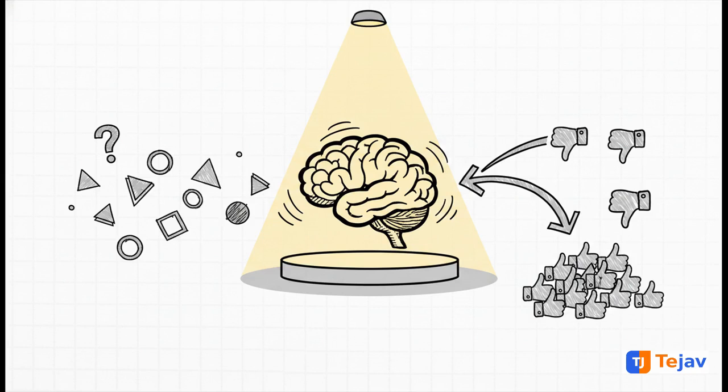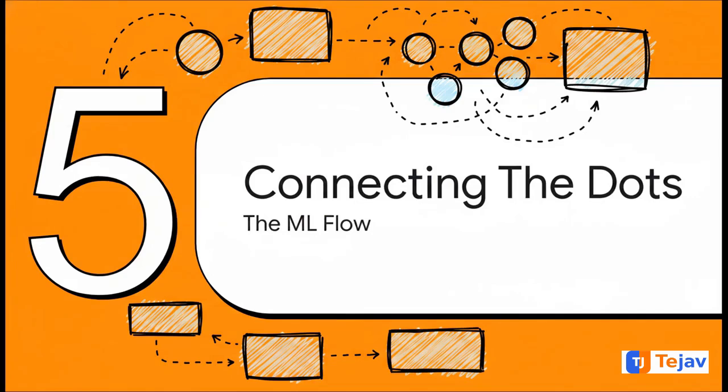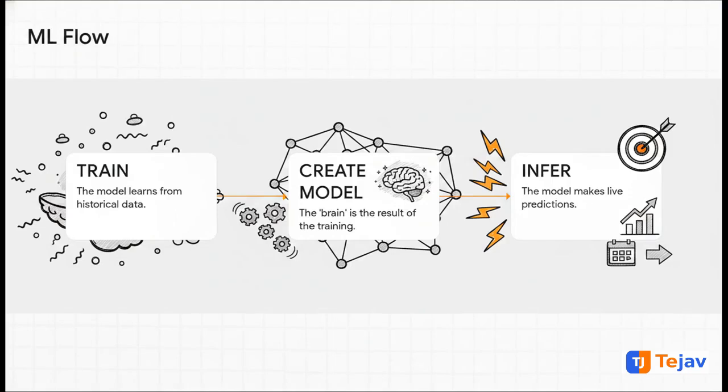All right, so we've talked about all the individual pieces. Now let's connect the dots. Let's see how this all fits together in one smooth flow. The whole machine learning flow follows this exact sequence every single time. Step one, you train the system using a bunch of old historical data. Step two, that training process creates the model, which is our brain. And finally, step three, you use that model to infer or make predictions on live data. It's a one-way street. Train, model, infer.